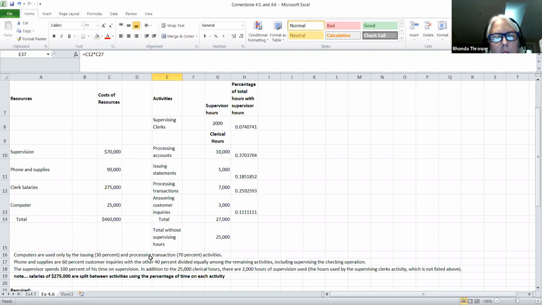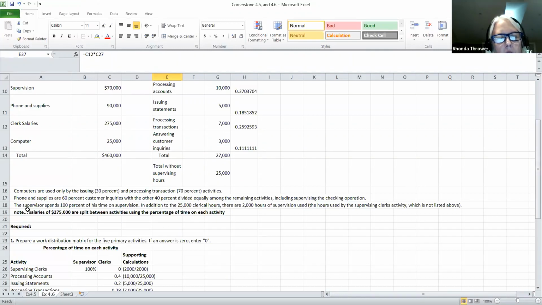So we use our computer for issuing statements and also for processing transactions. So if we are dividing the cost of the resources up for the computers, we would divide part of that toward issuing the statements at 30% of this 25,000. And the rest of the 25,000 would go to processing transactions, this activity here. So the additional information is very important.